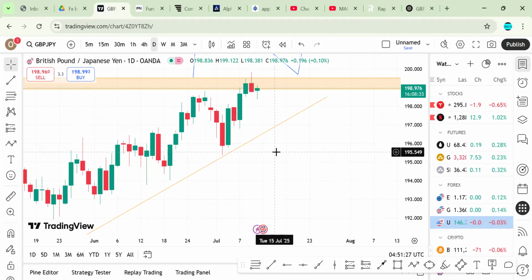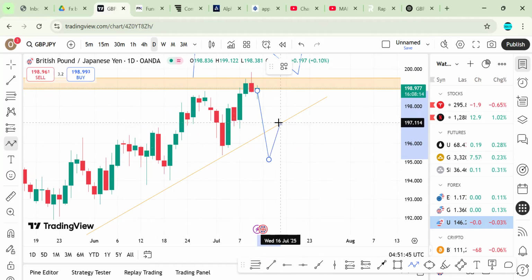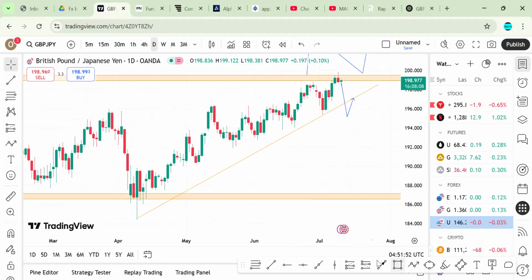So what will I do? The best way to sell this market would be if sellers are able to push price to break through this trend line and there's a retest, then we'll know that we're going to be having a very, very long sell down to the support zone again.